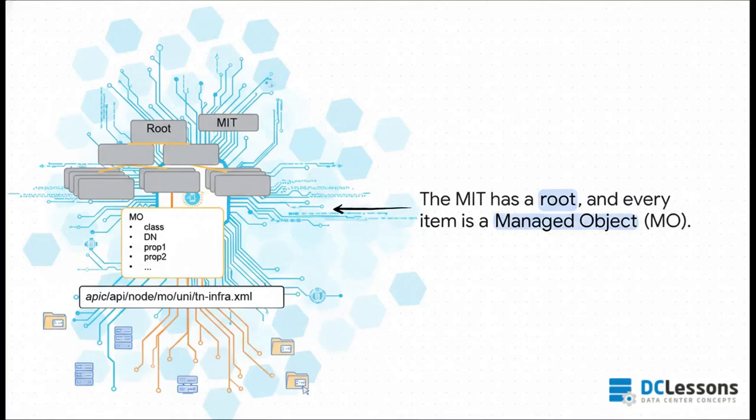Yeah, this image right here does a great job of showing how it works. The MIT is basically a giant tree, structured exactly like a file system on your computer. You start at the top, at the root, and then everything branches out from there. Every single thing, from a logical tenant you create down to a physical fan spinning inside a switch, has its own unique spot in this hierarchy. It's all just a managed object, or MO, somewhere in the tree.